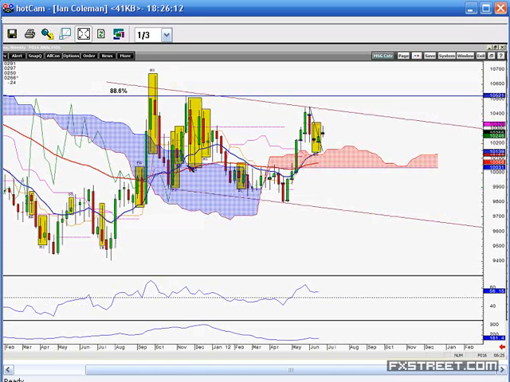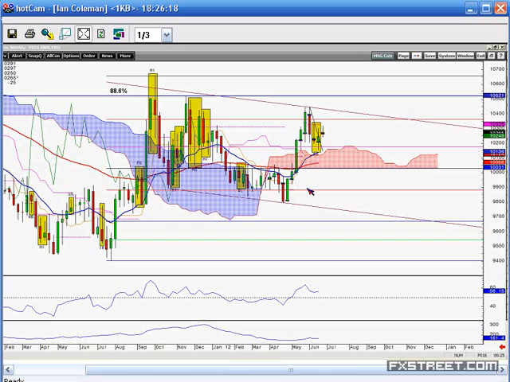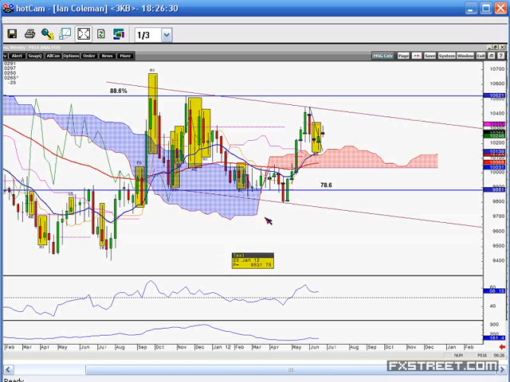Let's remove the fib. And we want to use our retracement tool around the other way. And this line here is 78.6%. So, what is it? Well, I think it's a channel. I think it's going to break to the upside. Can I get any more confirmation that it's going to break to the upside?